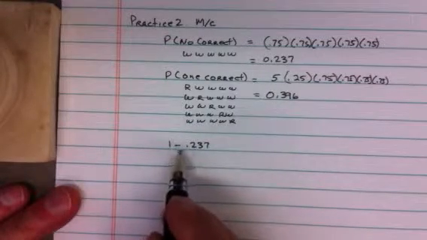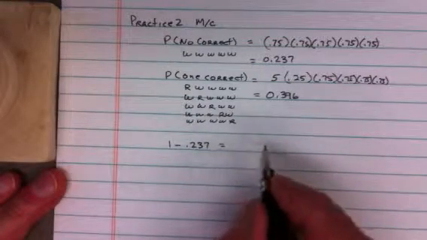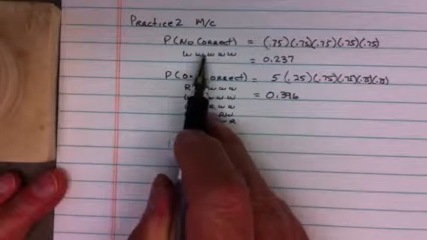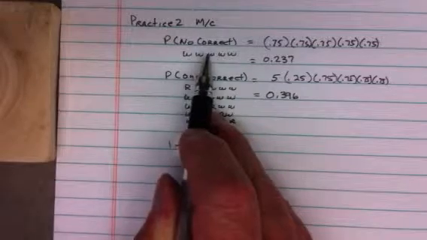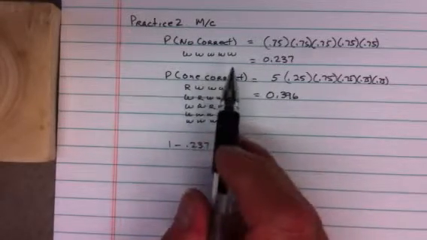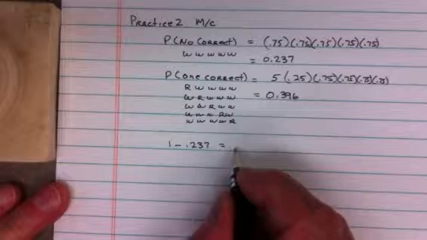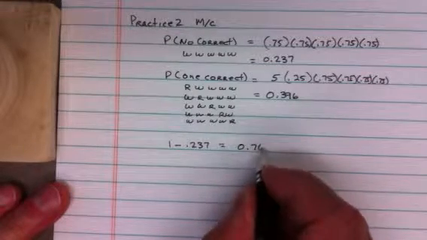So if I simply take 1 minus 0.237, in other words, the probability of getting at least 1 correct is the opposite of getting no correct. I get an answer of 0.763.